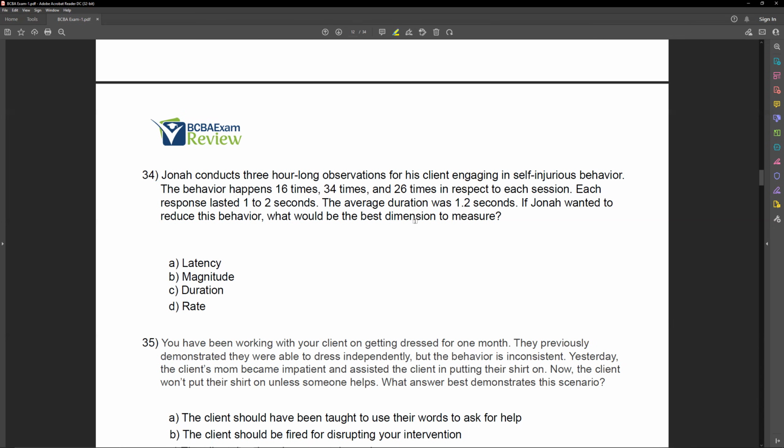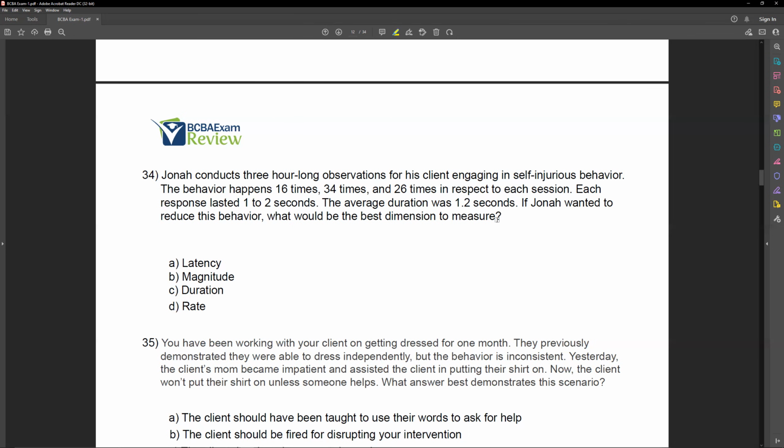That leaves us with duration and rate. We know our duration was 1.2 seconds, okay? You can only go so much lower with your duration, okay? It's a very quick and rapid response, right? But it's happening a lot, okay? So reducing the duration doesn't make a ton of sense because the durations are already very low.